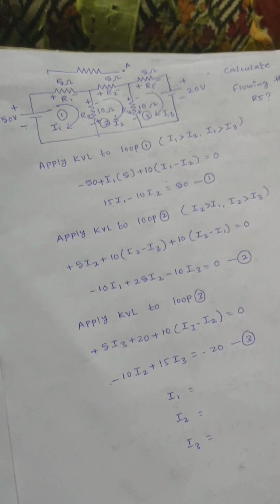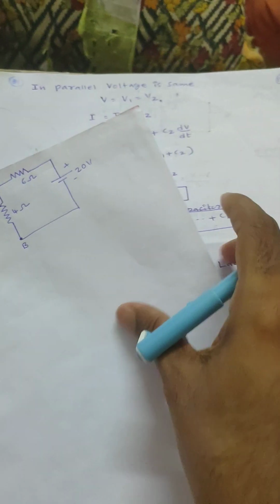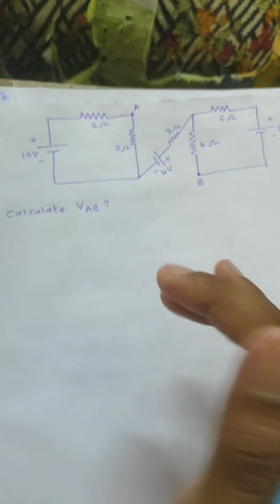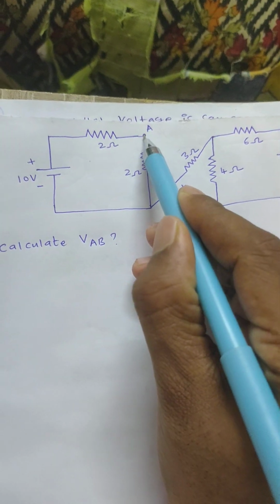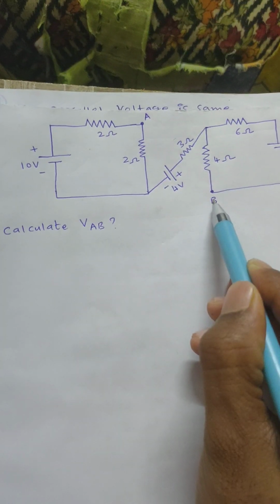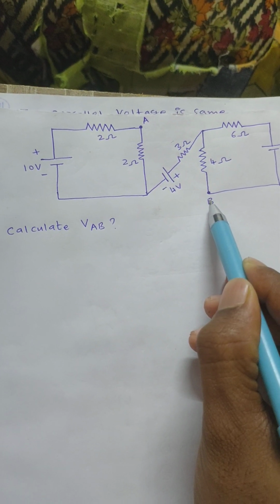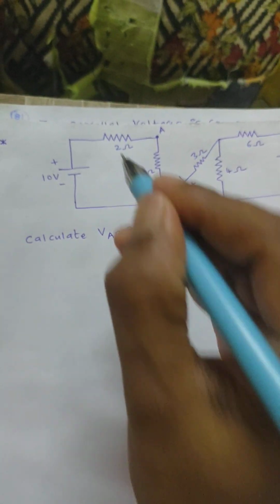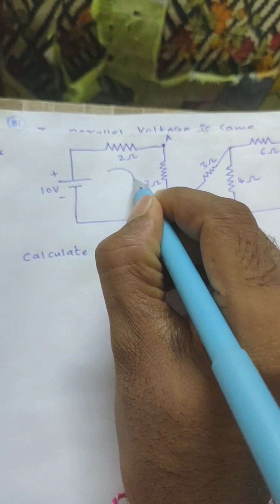Next, the last problem in mesh analysis. Calculate the voltage between A and B terminals. Voltage across A and B terminals. To solve this problem, first apply KVL here.